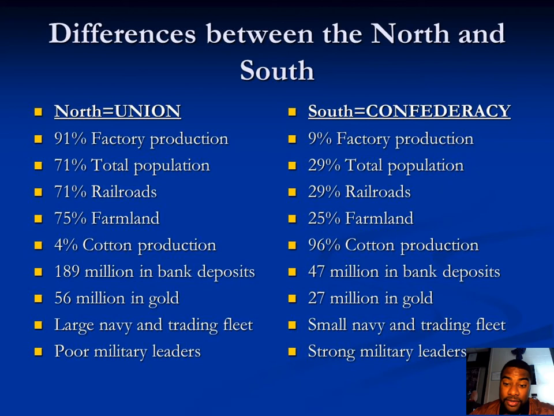Interesting. All right, now the South, the Confederacy, on the other hand, they only had 9% of factory production, 29% of total population, 29% of railroads, 25% of farmland, but 96% of cotton production, 47 million in bank deposits, 27 million in gold. And they had a small navy and trading fleet, but they had strong military leaders. So really, the Confederacy was almost doomed from the beginning because they just didn't have the resources that the Northerners did, as you can see.